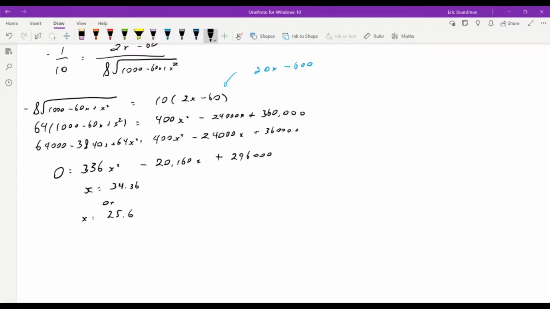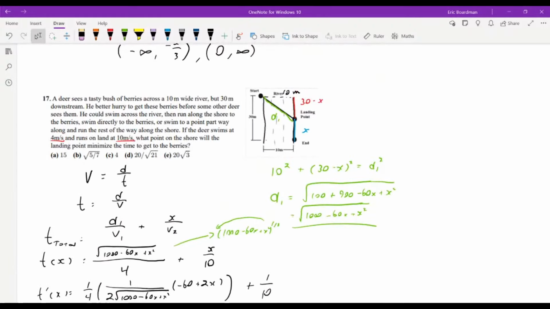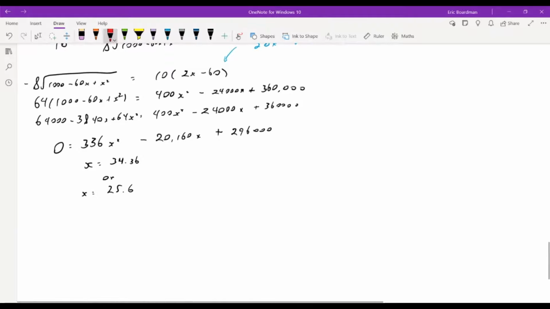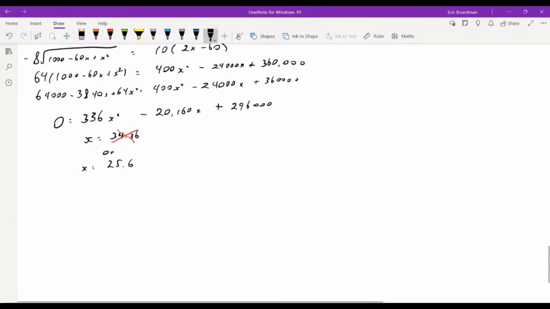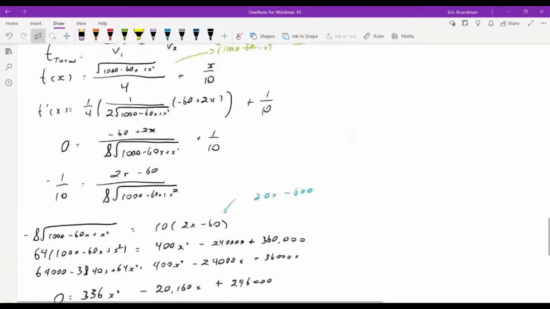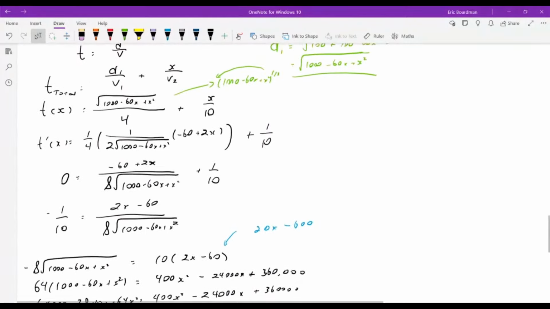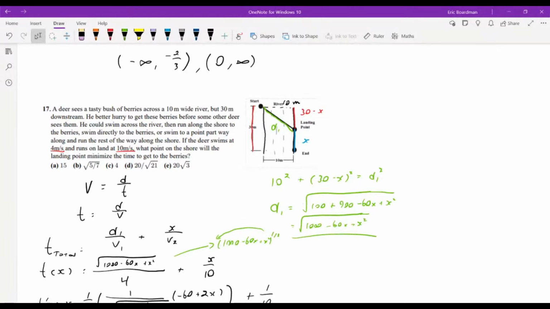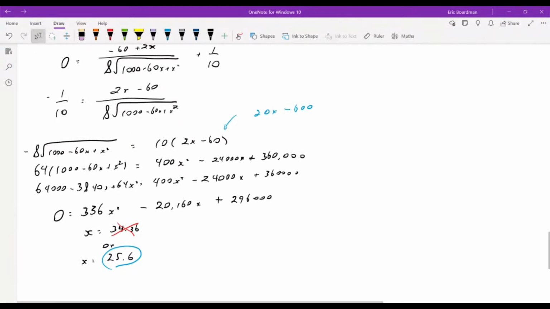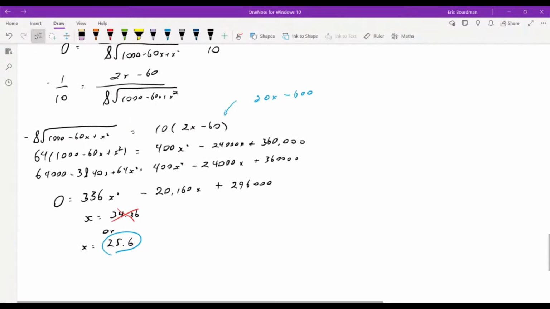So we can see in the question that this length is 30 meters. So we know that this is impossible because we can't have it out of our domain, but this is possible because it's less than 30. So we know that the deer should land 25.6 meters away from the endpoint. So that's our answer. I hope that's right. That was a really long question, so it would have been pretty easy to make a mistake like what I just made with the negative 296,000. But I'll move on to the next question now.